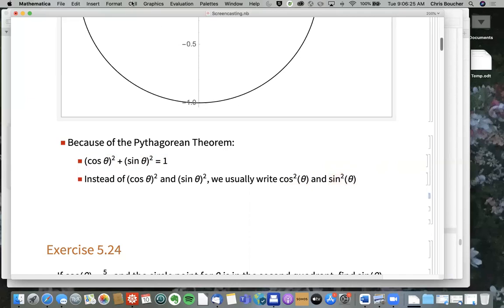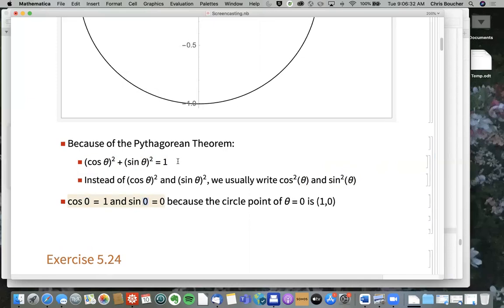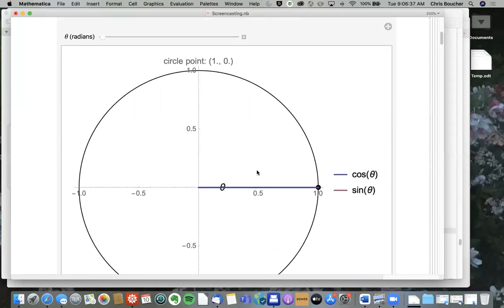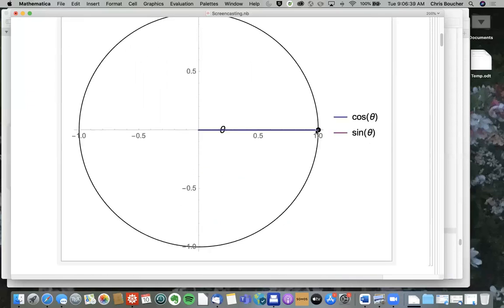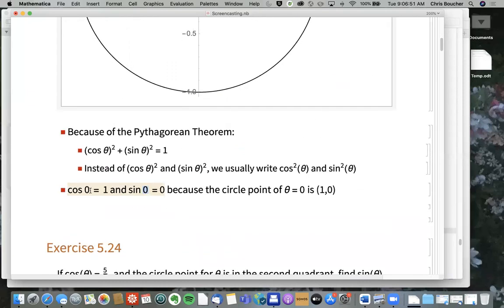Okay, so some easy examples of sine and cosine. First of all, if I take the angle 0, right? So the angle 0 corresponds to basically this right here. An angle 0 means there's no opening whatsoever. And so the circle point is way over to the right on the unit circle at the 3 o'clock position. Well, that's just the point 1, 0. So the x coordinate's 1, the y coordinate is 0. So the cosine of 0 is 1, and the sine of 0 is 0, right? And again, that's because the circle point is 1, 0.